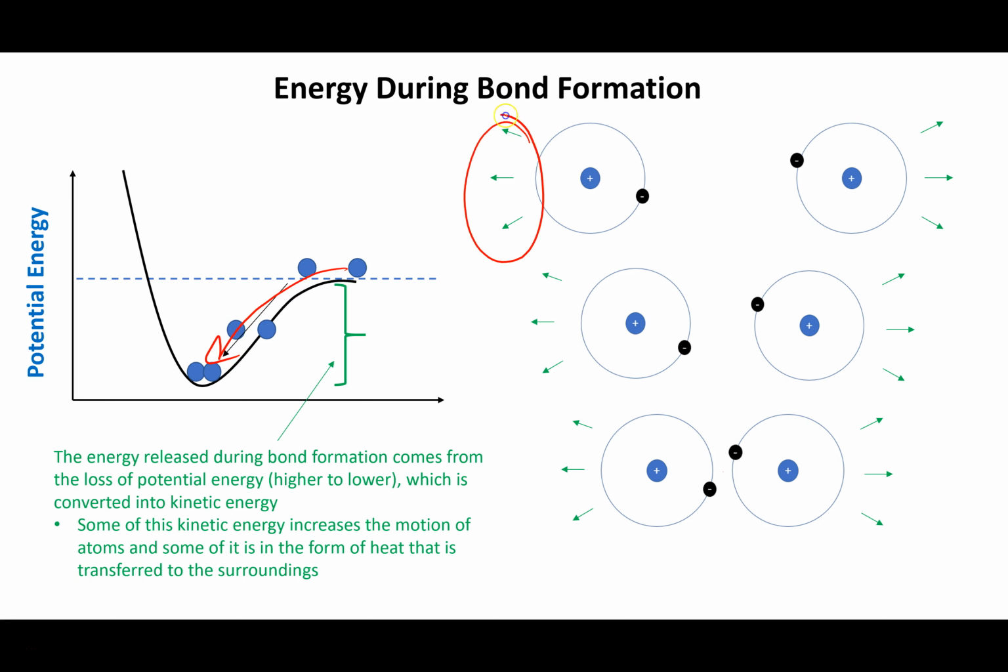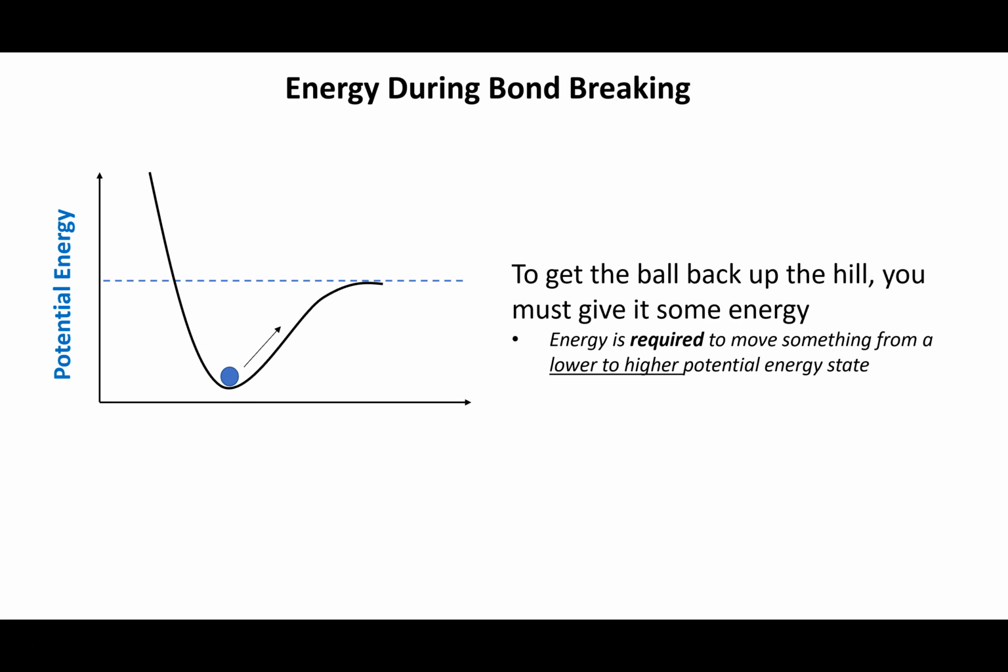And so these little green arrows right here, it's not the most accurate representation in the world, but I thought it was an easier way to visualize that as they are coming together, that potential energy that's lowered is converted into kinetic energy, and these little green arrows represent the kinetic energy that's being released into the surroundings at this point.